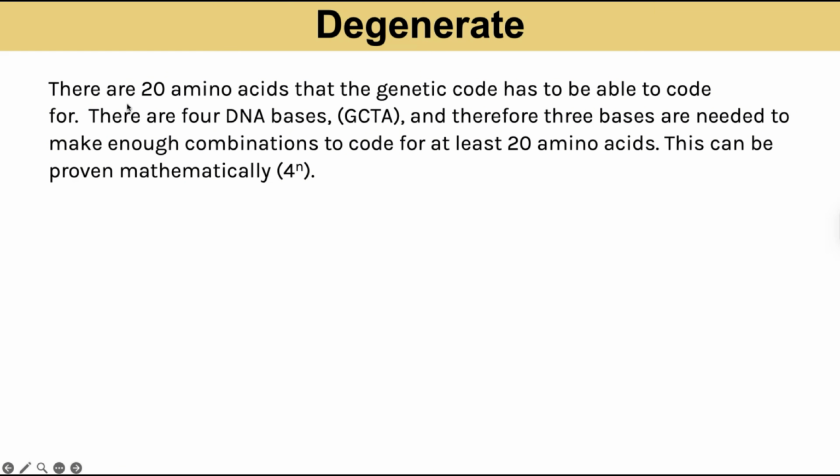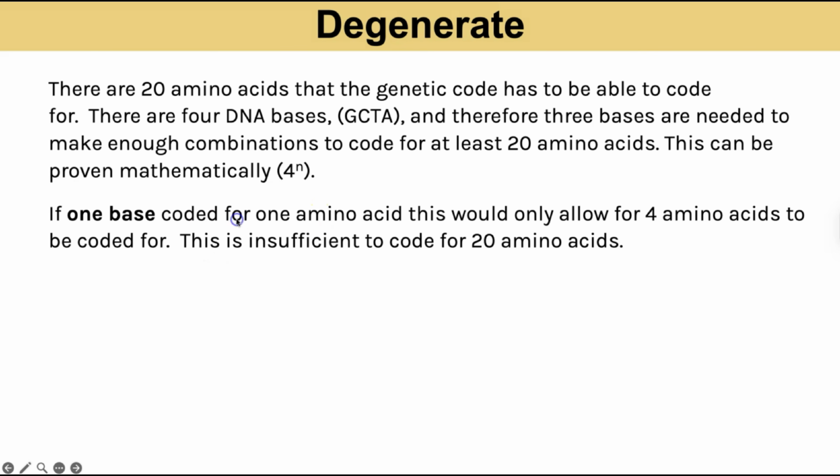Degenerate, then, is based on the fact that there are 20 amino acids that the genetic code is able to code for. There are 4 DNA bases, guanine, cytosine, thymine, and adenine. And just a note here, although I've abbreviated it, you are not allowed to abbreviate those in the exam. You have to write the full name. Therefore, 3 bases are needed to make enough combinations to code for at least 20 amino acids.